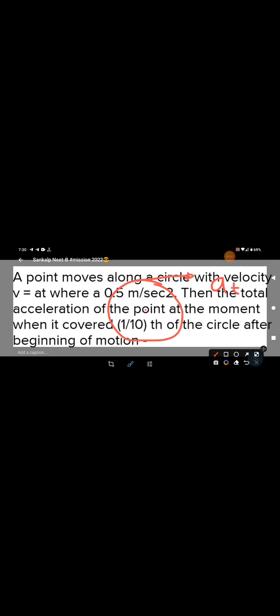And the second acceleration is the one that lets this point move in a circle. So this is a point, and this particular acceleration is called the centripetal acceleration, which is towards the center. So we have two kinds of acceleration: the first is tangential and the second is centripetal. When we find the resultant of both the accelerations, we get the total acceleration. Okay, so now let me move to the answer first.